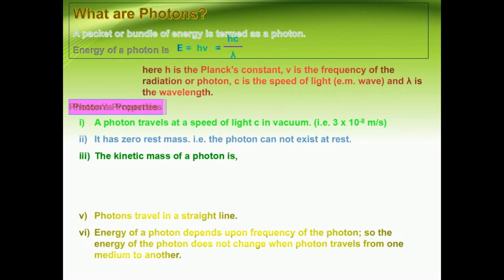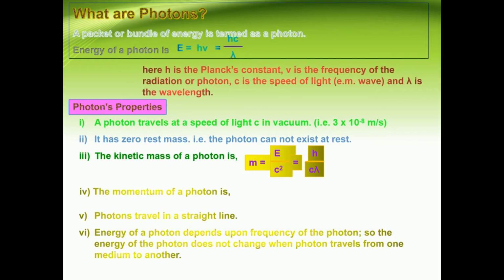Let us study photons' properties. A photon travels at a speed of light c in vacuum. Now what is the speed of light in vacuum? 3 into 10 raised to 8 meter per second. Then it has zero rest mass. That means photons cannot exist at rest. The kinetic mass of a photon, small m, is equal to E by c square, where E is the energy of the photon and c is the speed of light in vacuum.